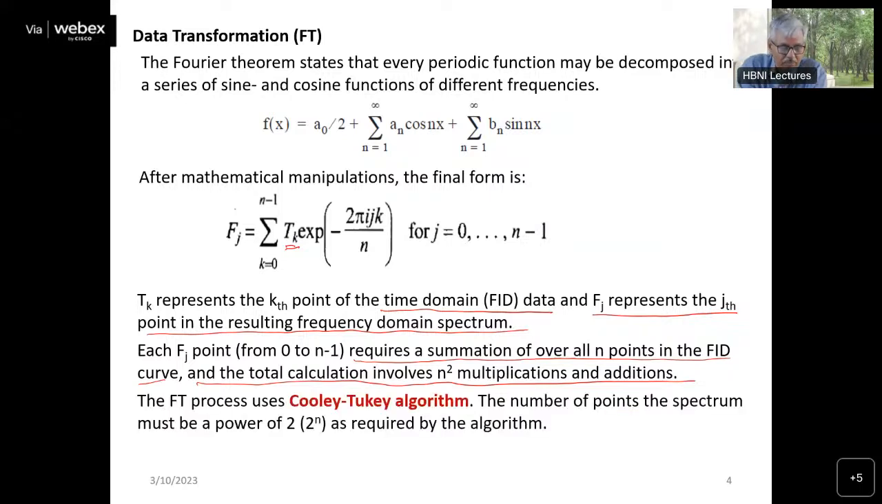The Fourier transform process we use for NMR data uses the Cooley-Tukey algorithm. For this, the number of points of the spectrum must be a power of 2, that is, 2 to the power n. Yesterday we saw that we normally get the data in the 2 to the power n range only.